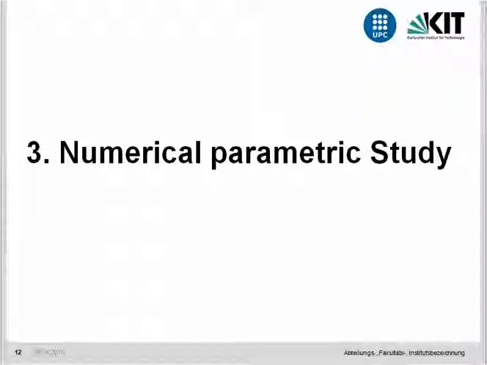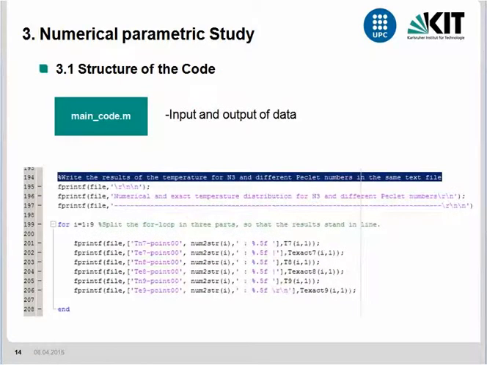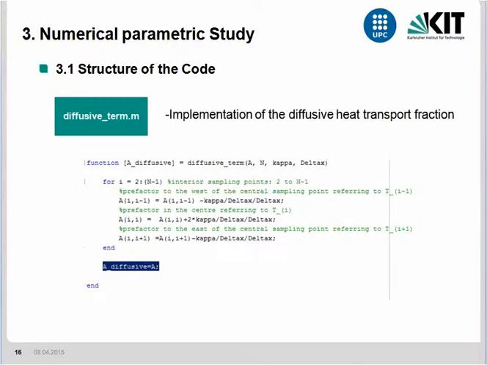Numerical parametric study. As you can see on the slide, my code consists of 4 subcodes and 1 main code. The main code introduces all values that are necessary to calculate solutions and return results and plots. A file called Convective Diffusive Calculation computes the solutions after selecting the desirable difference method. In the following part, the diffusive and convective terms are implemented.